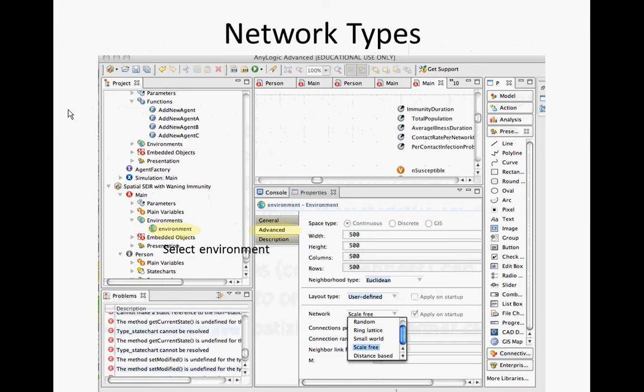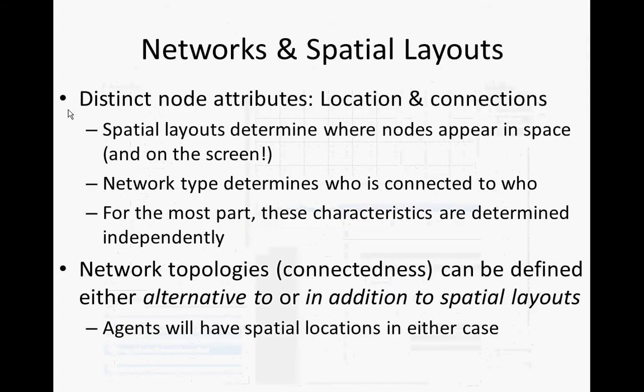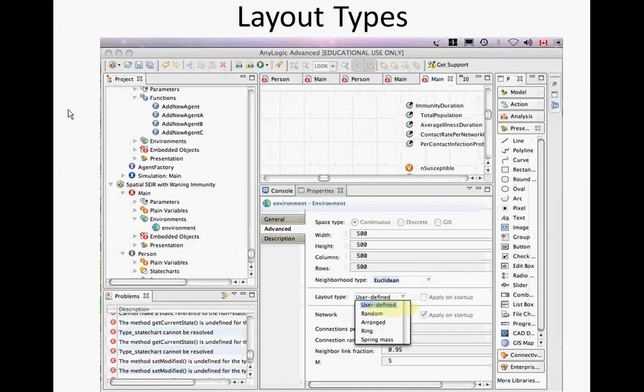So if we go to something like this, and we look under advanced, we have these spatial layouts, and we have the network here. For the most part, those are fairly distinctive characteristics. Network topologies, as we'll see, will sometimes interact with the layouts. So within AnyLogic, and again, if we could get into that case, so near yet so far, we have layouts, and these can be chosen to be a couple of different things. By default, they're random. In other words, nodes are scattered around randomly. They can, however, be arranged, in which case they're arranged in a grid type of fashion.